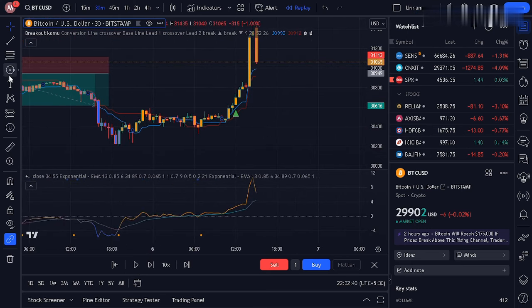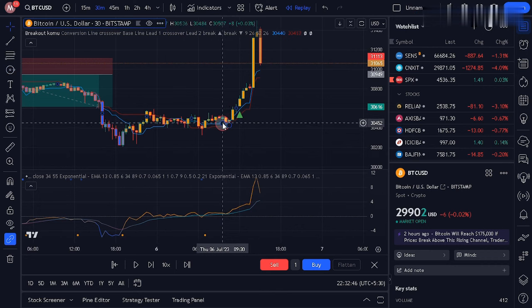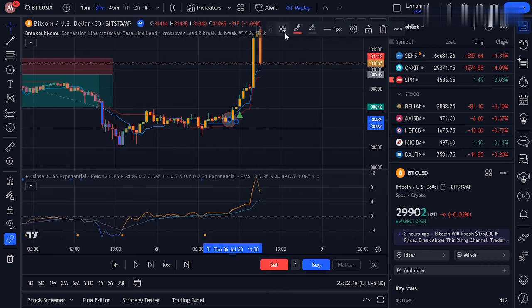See, there is another green signal appearing on the chart, and the Klinger Oscillator is also showing a bullish crossover. That means a high probability winning buy trade.